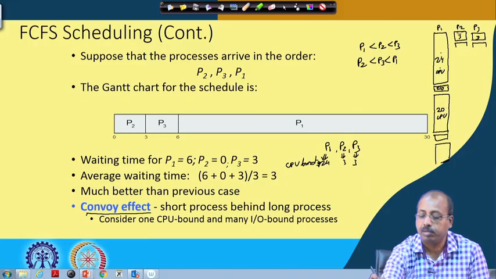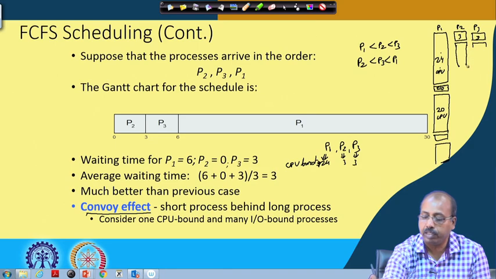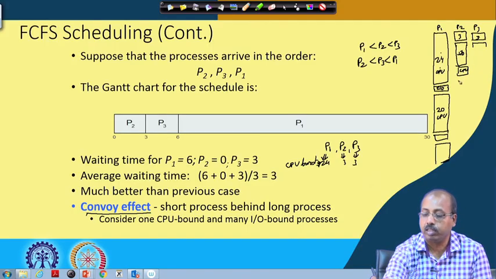On the other hand, these IO bound jobs will be doing a small amount of CPU, then a good amount of IO, then again they come back and do a small amount of CPU. This is again a CPU burst, but its duration is much smaller than the IO, and then again it goes for an IO operation.